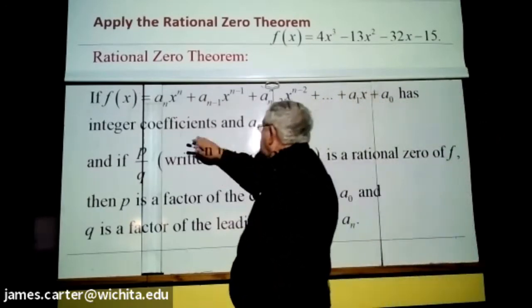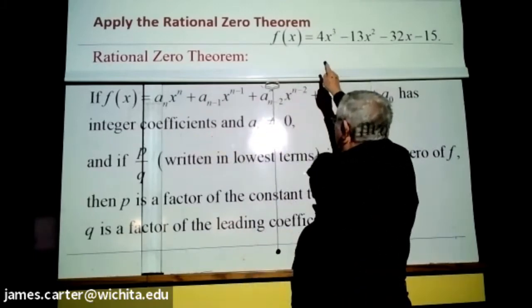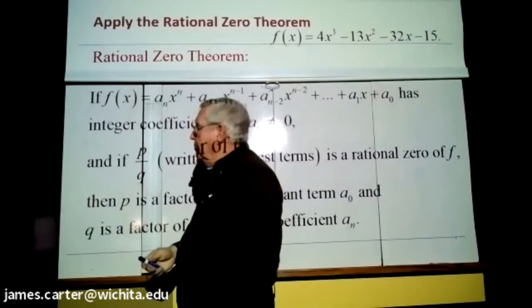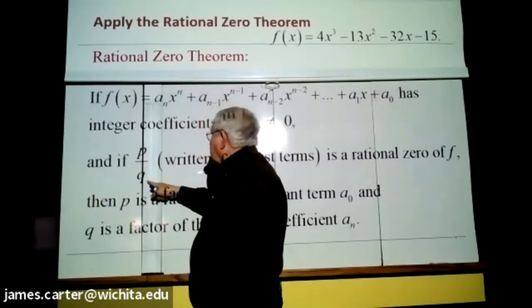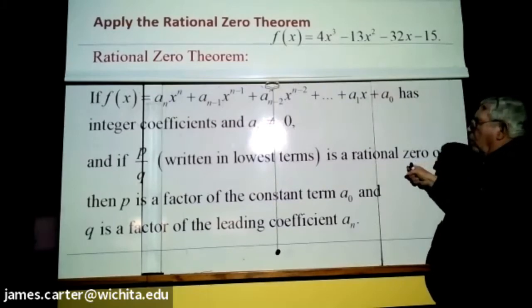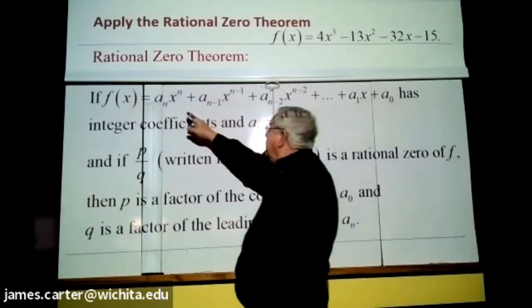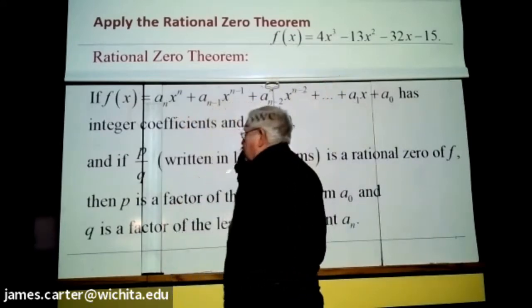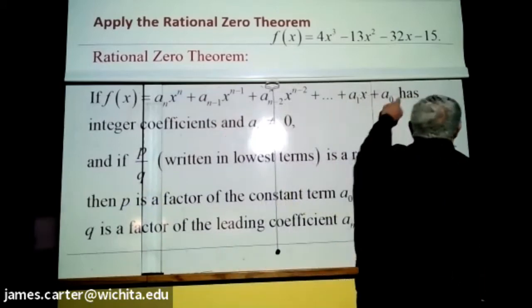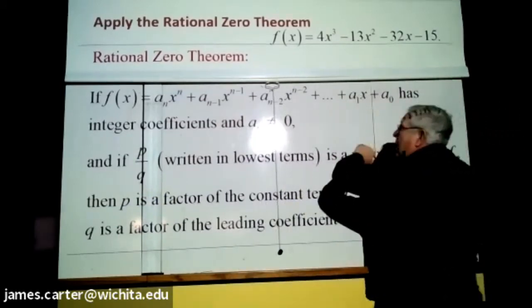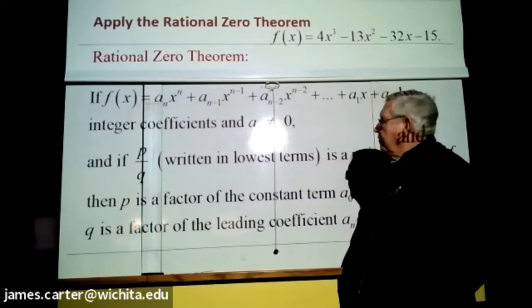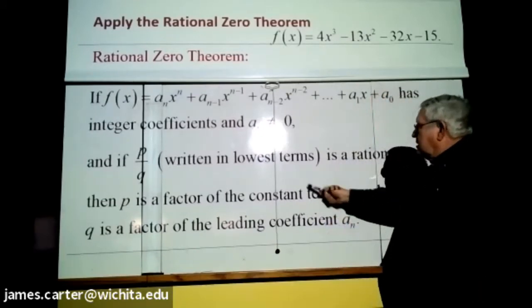Now, what this is saying, as long as that first number right here is not 0, which is kind of a lame disclaimer, is that if some fraction in lowest terms is a 0 of this, meaning it's a true value of x for that equation, then p is a factor of this constant, and q is a factor of that 4, or the leading term value. Okay? Now, that's what this rule is saying.